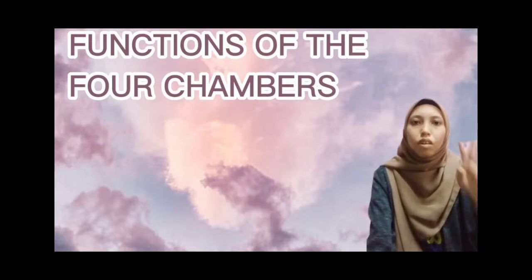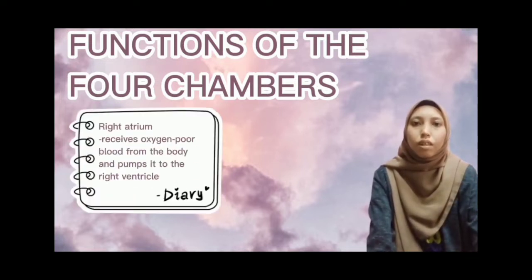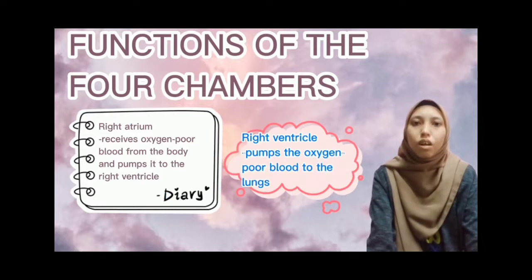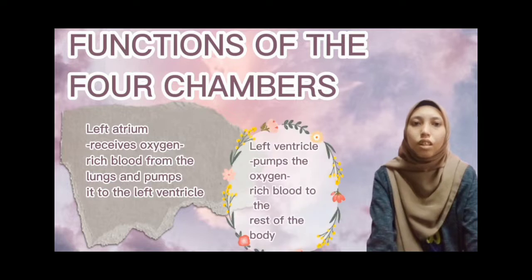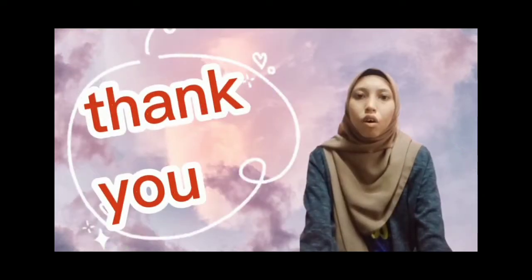The functions of the four chambers are: the right atrium receives oxygen-poor blood from the body and pumps it to the right ventricle. The right ventricle pumps the oxygen-poor blood to the lungs, where it is loaded with oxygen. The left atrium receives oxygen-rich blood from the lungs and pumps it to the left ventricle, and the left ventricle, which is the strongest chamber, pumps the oxygen-rich blood to the rest of the body. The left ventricle's vigorous contraction creates our blood pressure. I think that's all for my part.